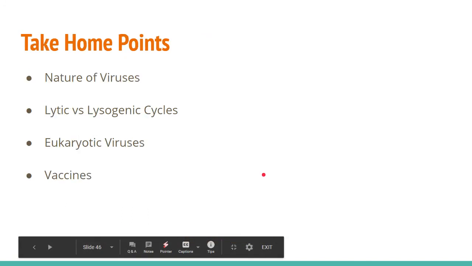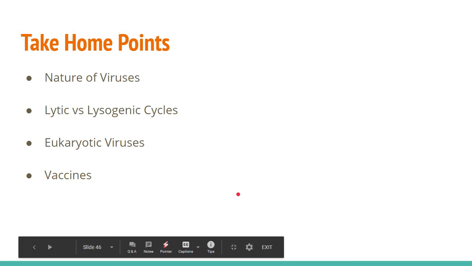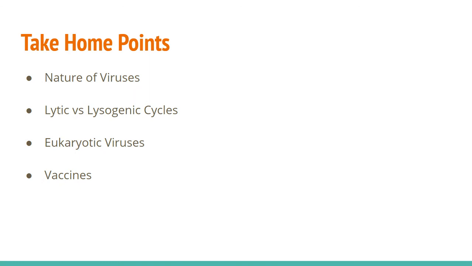So some take-home points for you. Be sure you're familiar with the nature of viruses, that at its core, it's genetic material, DNA or RNA, wrapped in a protein. You should be familiar with the lytic and the lysogenic cycles. You should be able to explain both of those and how they work. You should know the difference between a eukaryotic virus and a prokaryotic virus, that eukaryotic viruses are typically more complex and typically are wrapped in the membrane of the cells they're infecting. It helps them hide from immune systems or other cell defenses.